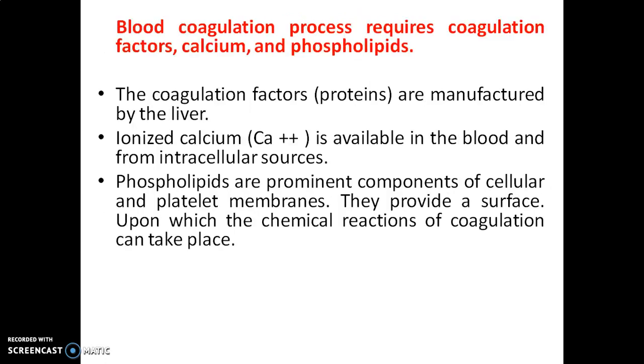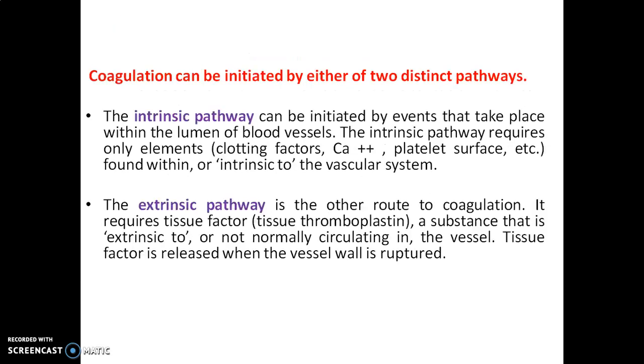Blood coagulation process requires coagulation factors, calcium, and phospholipids. The coagulation factors, which are proteins, are manufactured by the liver. Ionized calcium is available in blood and from intracellular sources. Phospholipids are prominent components of cellular and platelet membranes. They provide a surface upon which the chemical reactions of coagulation can take place.